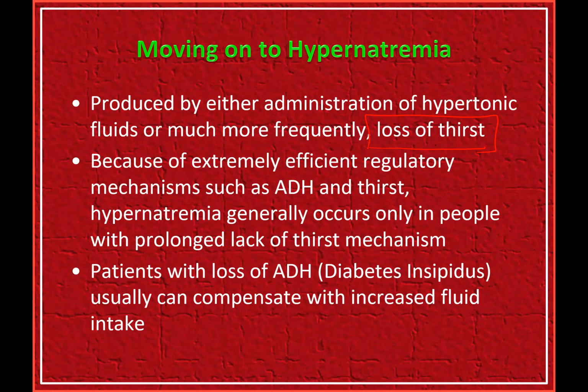Patients with loss of ADH, that is, diabetes insipidus, usually can compensate by increased fluid intake. Because ADH is not there, more water is lost, and the intravascular compartment may become hypertonic, but that is prevented because their thirst center is still intact. That brings in fluid because polyuria stimulates polydipsia. Polydipsia compensates for the fluid that is lost by drinking more fluid. But if the thirst center is damaged, then people with diabetes insipidus can end up in hypernatremia.